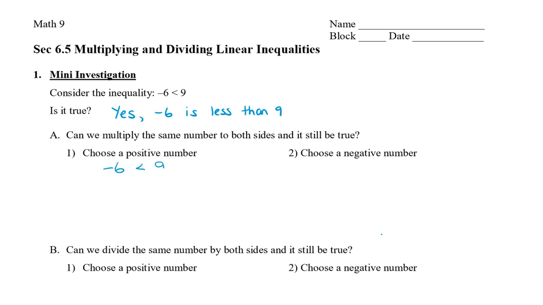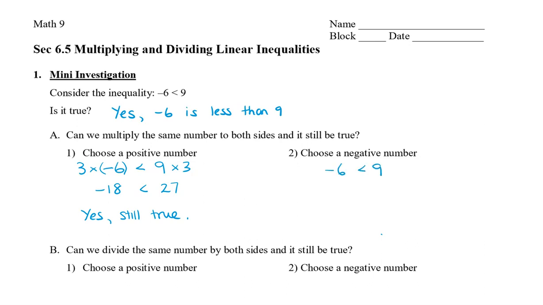So I'm going to start with -6 is less than 9, and then what I'm going to do is I'm going to multiply both sides by 3. So here we have -18 is less than 27. And yes, this is true. The negative number is smaller than the positive number. So still true.